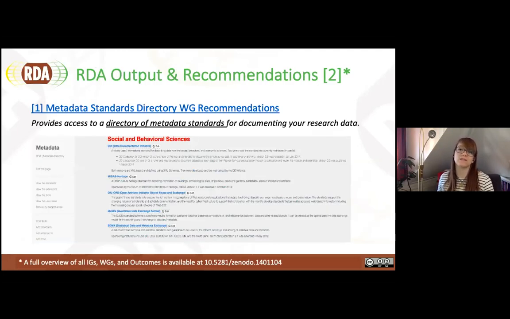We identified 2 RDA outputs and recommendations that we would flag out to social science researchers or scholars. The first one is the Metadata Standards Directory working group recommendation, which is an overview that gives access to a directory of metadata standards. And the social and behavioral sciences are one of the disciplines listed here. So if you're interested in the metadata standards that are used or involved in this, that might be a very interesting recommendation for you to have a look at.